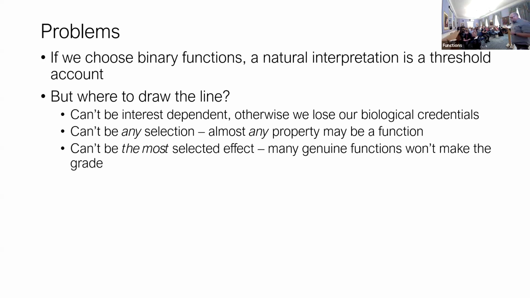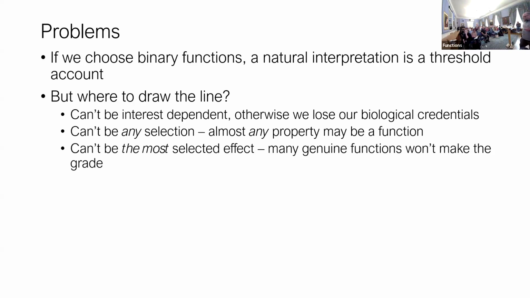So firstly, we can't make the line interest dependent if we're going to want to say that our account of function is an objective account of function. It's not going to be a way of keeping values or interests out of our theories. We can't say any amount of selection whatsoever is for something as a function, because then we're going to be absolutely flooded in functions. So think of something that has almost no selection or famously doesn't have any selection, like the redness of blood caused by hemoglobin.